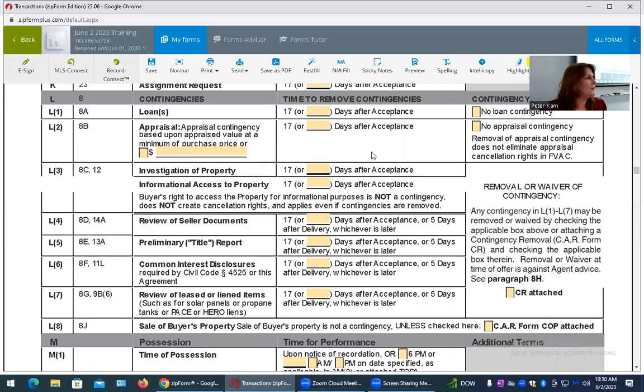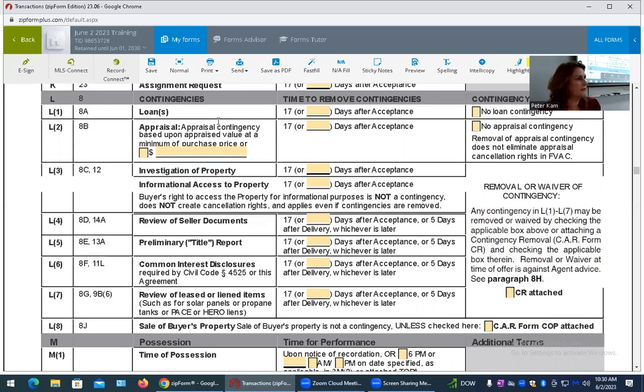let's say you're willing to pay an extra 10 or 20,000 if it doesn't appraise out, then you can insert the amount, the minimum purchase price that you're willing to pay. But remember, they're going to have to come in with the difference of that shortfall. Normally, I would say 95% of the time, this is never going to be filled out. You're not going to do that.